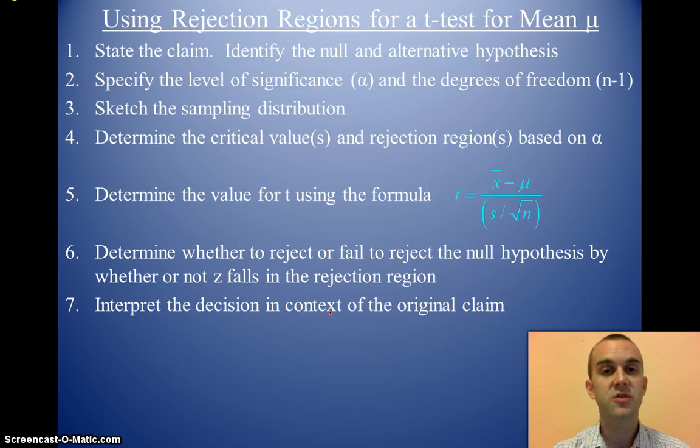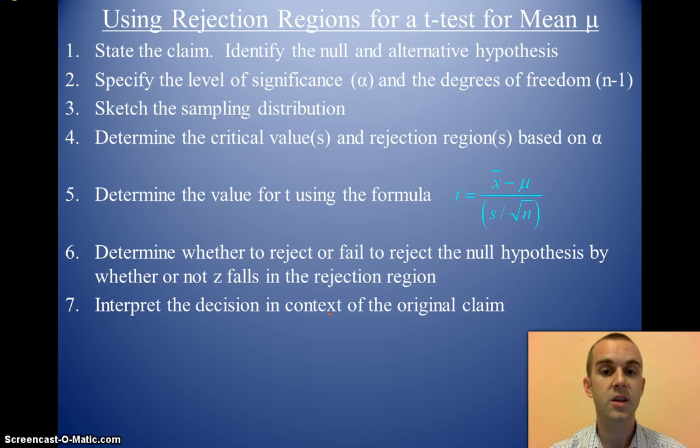So the steps are very much similar to how we found it when we were looking at large samples. We want to state our claim, our null and our alternative hypotheses. We want to find that level of significance and the degrees of freedom so that we can put together the critical values in the rejection regions.